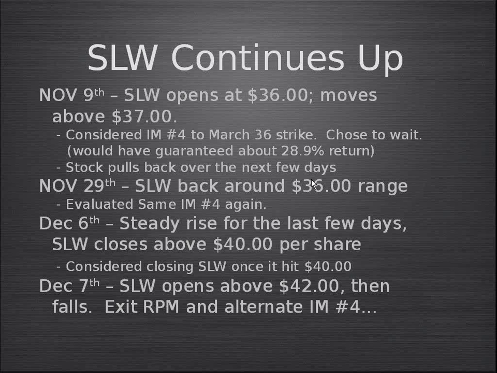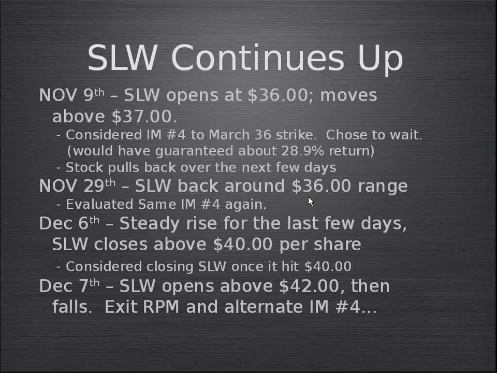But the stock pulled back over the next few days. I didn't pull the trigger, and the stock pulled back. On November 29th, it was around 36 again. I evaluated the same income method, but I chose not to do it. We could have rolled from the 32 to the 36 or the 37 put, which would have taken us from that 22.9% profit to the 28.9% guaranteed return.